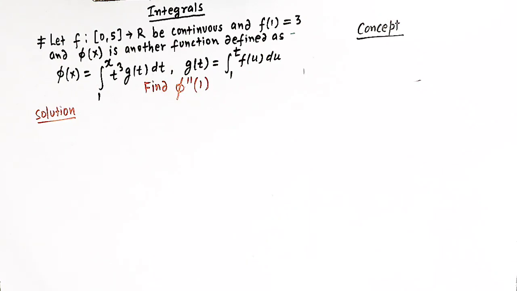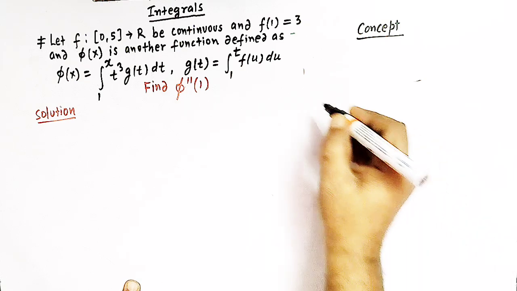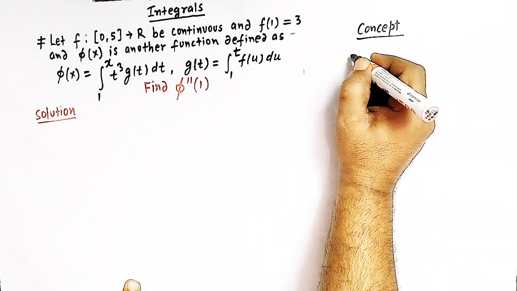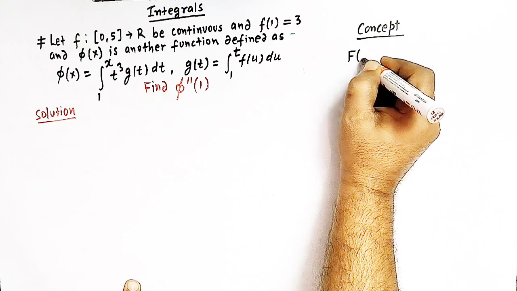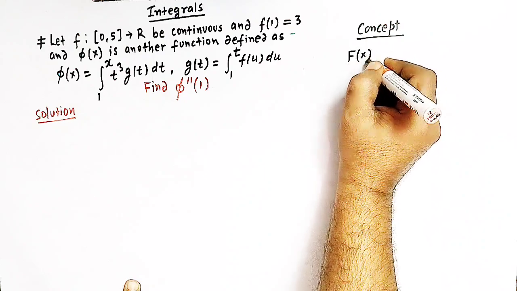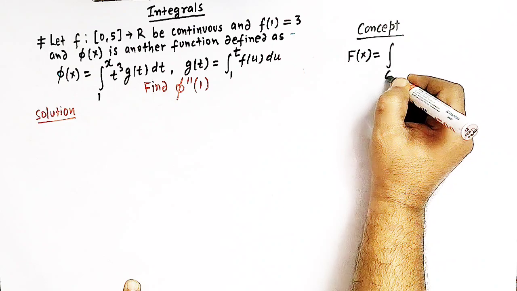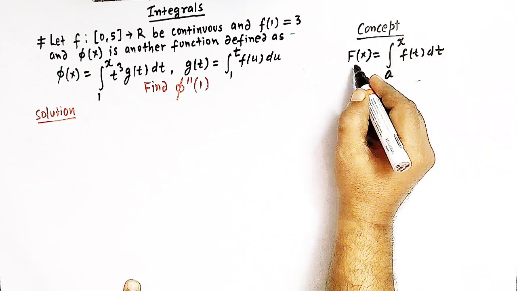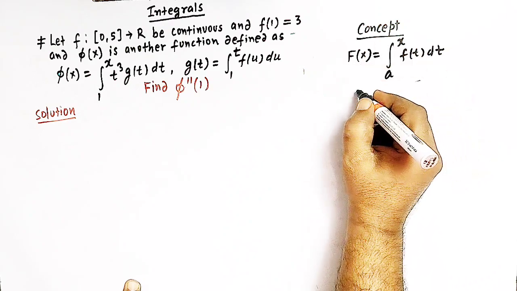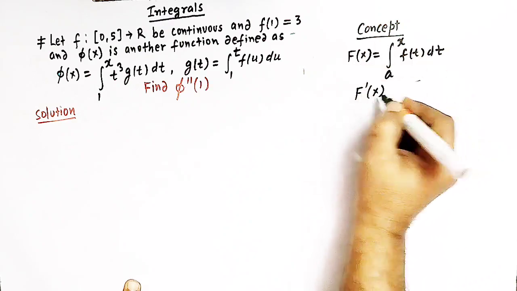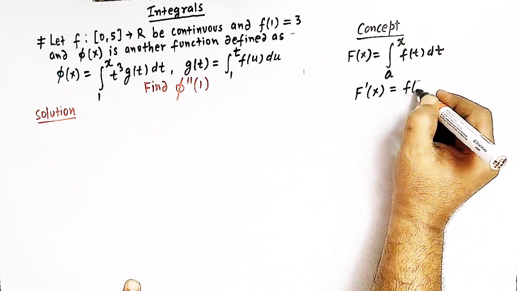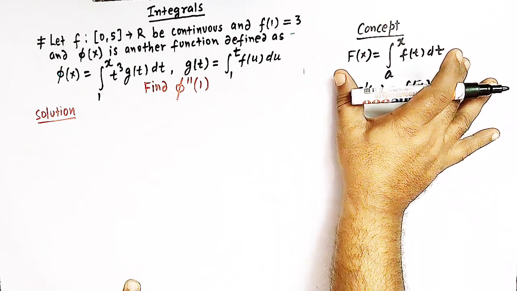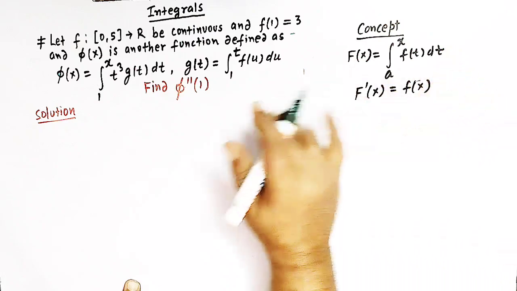So viewers, let us see how easily we can solve this problem by using a simple concept from definite integrals, right? See, we know from the theory of definite integrals that if we have a function, say capital F of x is given by the integral a to x f of t dt, then if we differentiate F of x with respect to x, then we get F prime of x is equal to f of x, right? So this is a famous theorem in definite integrals.